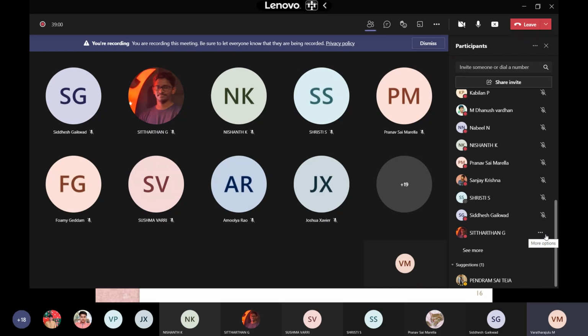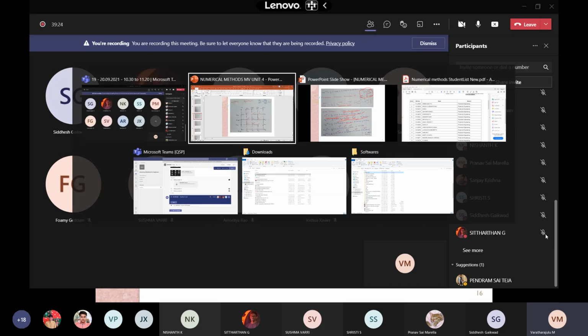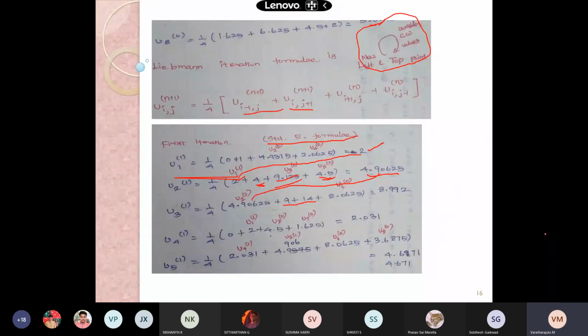Nabil, you calculate U8. Dhanush, you calculate U9. Now you tell me one by one whether these values are right or not.